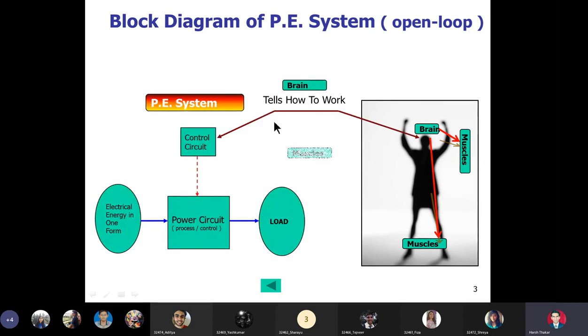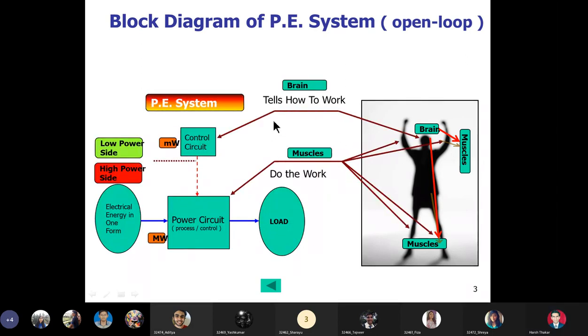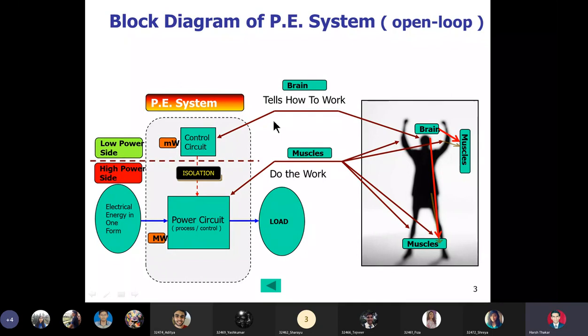That is the input electrical energy, load, power circuit, control circuit and isolation, right? So you should be basically able to identify where is the input electrical energy, where is the load, where is the power circuit, where is the control circuit and where is the isolation. Only then there is a beginning of understanding of the kit.